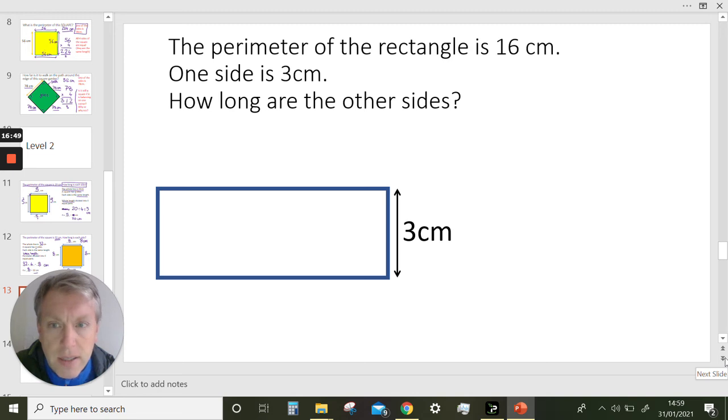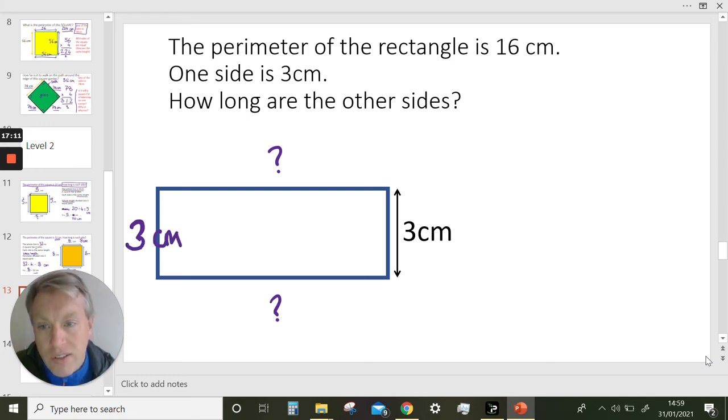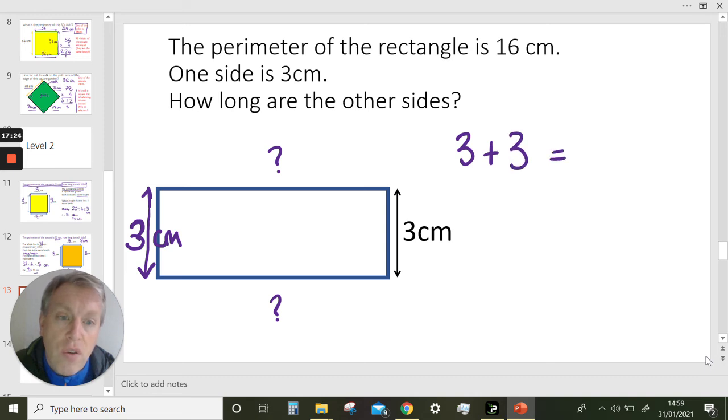16 centimetres. One side is 3 centimetres. So how long are the other sides? Well, I know that rectangles have opposite sides which are the same length. So actually the first thing I know is that the opposite side, if this side is 3 centimetres, this side must also be 3 centimetres because the opposite sides of a rectangle are equal. So the two short sides, 3 add 3, 6 centimetres.